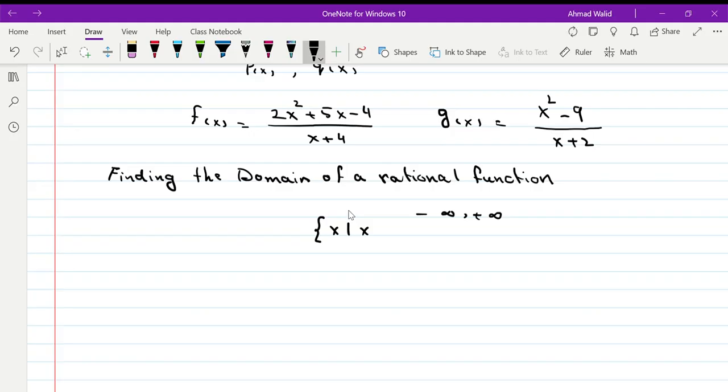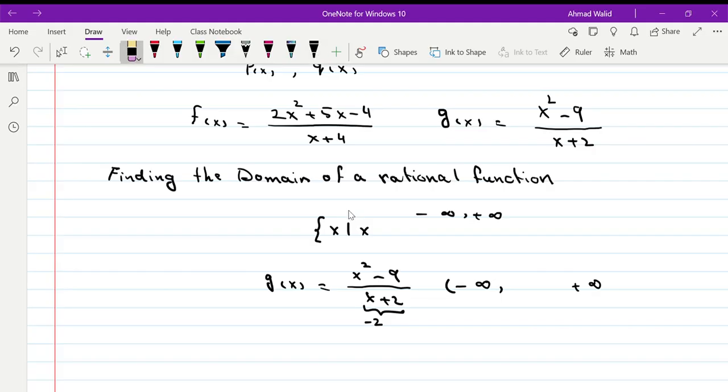except those numbers that change the denominator to what? To 0. For example, in this example that I have, g of x equals x squared minus 9 over x plus 2, the domain of this function is from negative infinity to positive infinity, except which number? Except negative 2. Because if you plug in negative 2 in the denominator, it changes the denominator to 0. Correct?